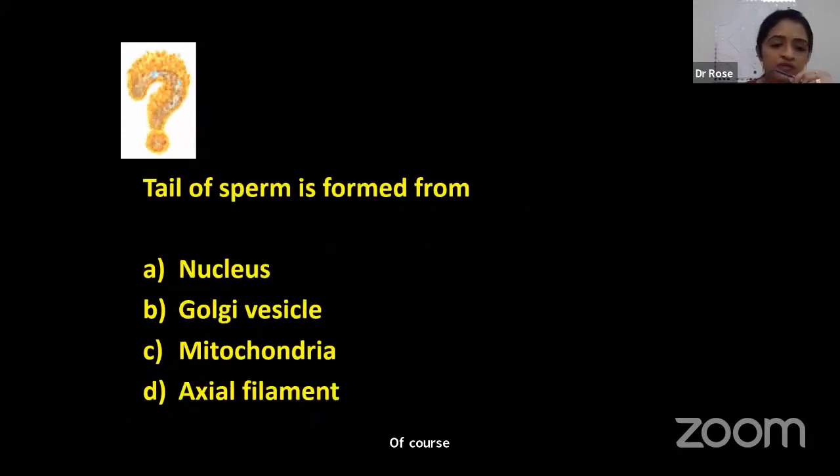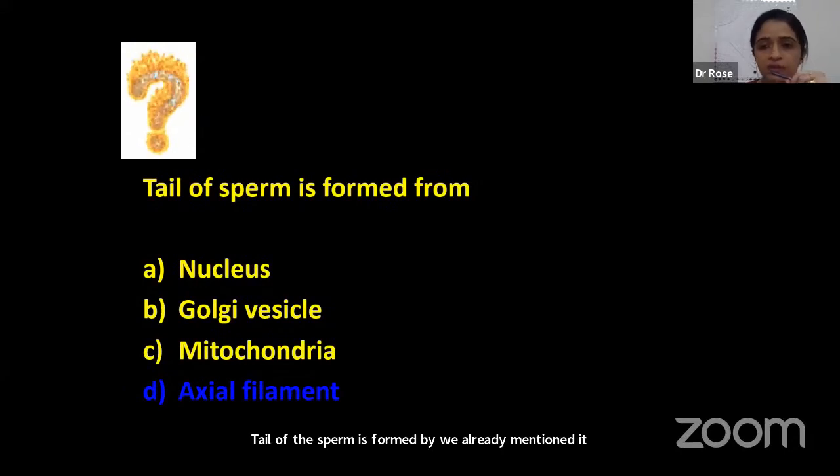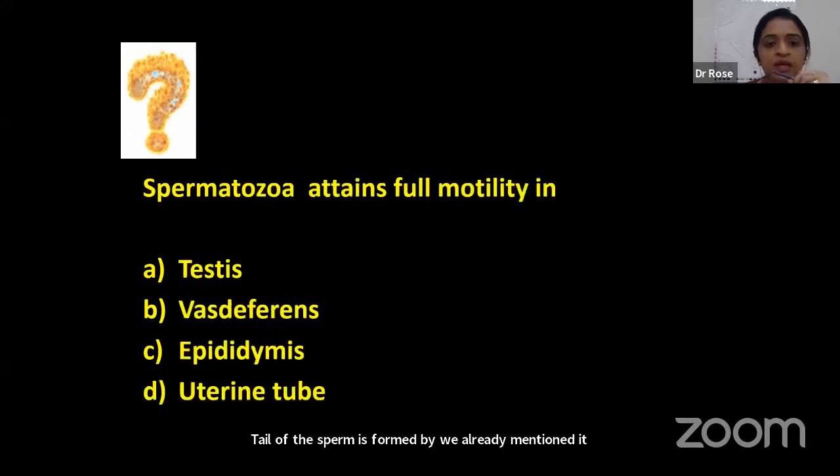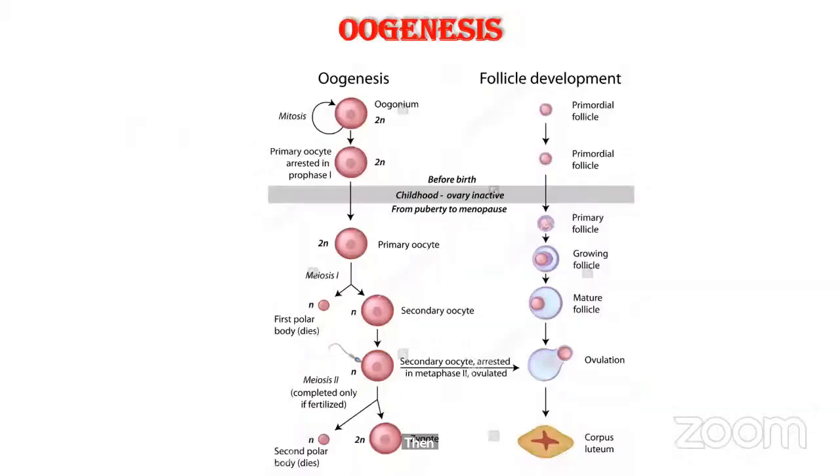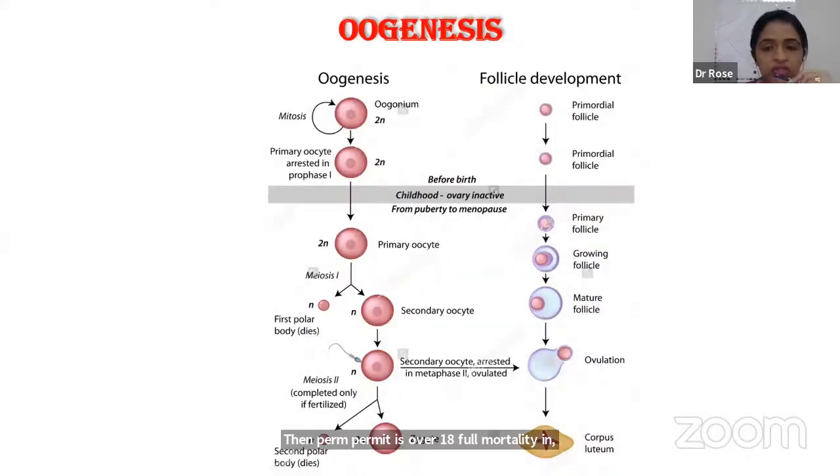The tail of the sperm is formed by, as we already mentioned, the axial filament, which is actually forming the principal and end piece of the tail. Then spermatozoa attains full motility at the epididymis. Now coming to the oogenesis. When we compare oogenesis with spermatogenesis, we know spermatogenesis begins during puberty, whereas oogenesis starts before birth. So that is the main difference.